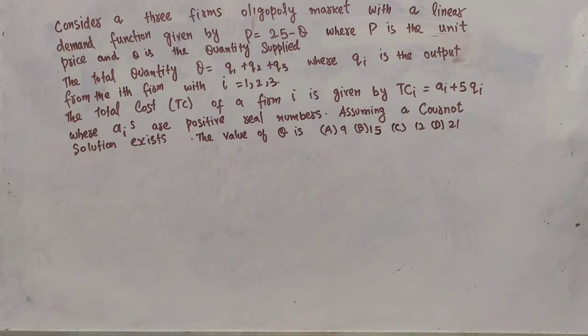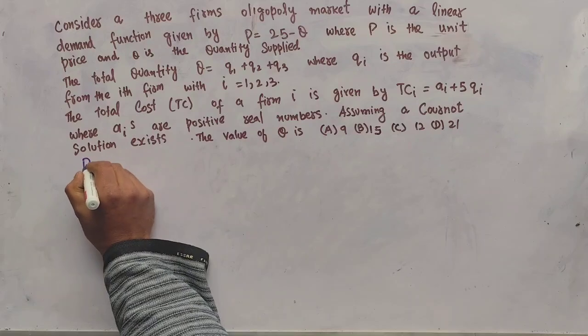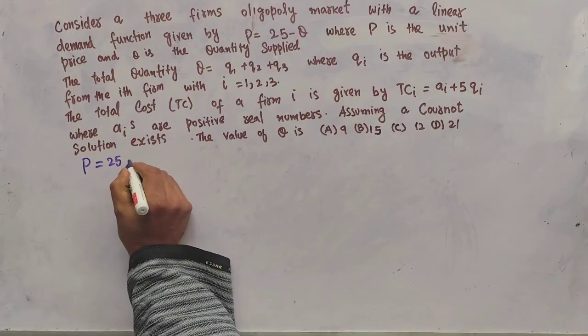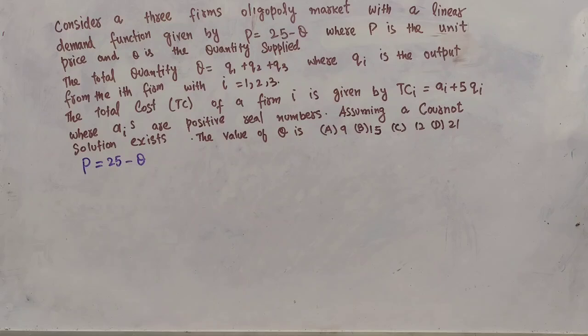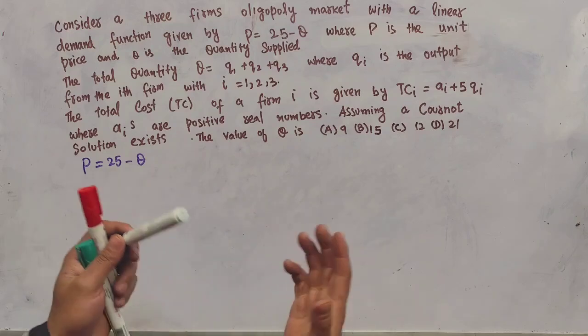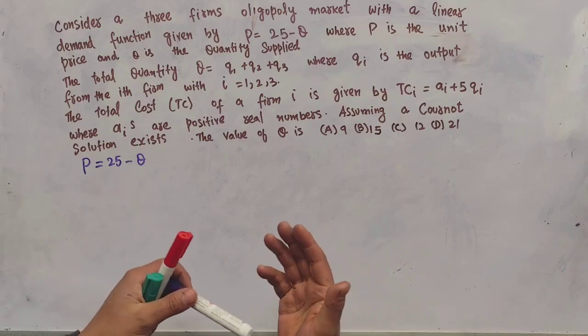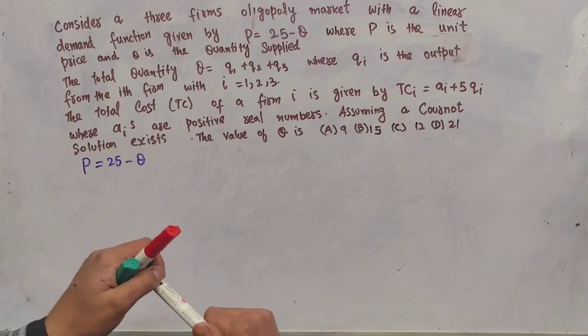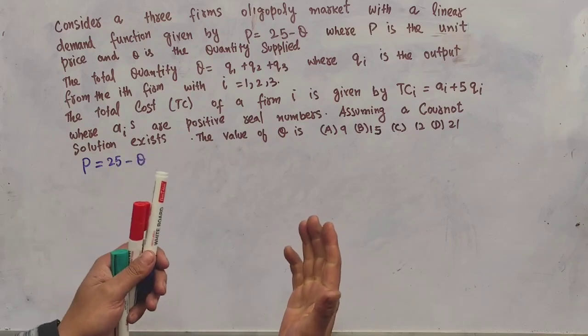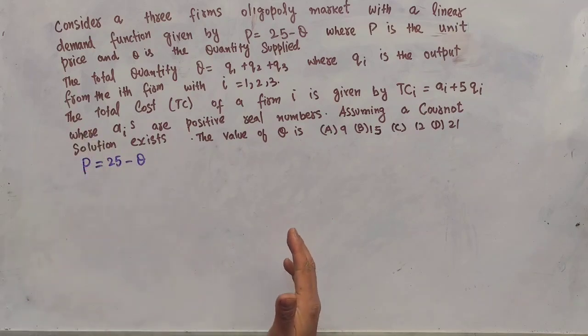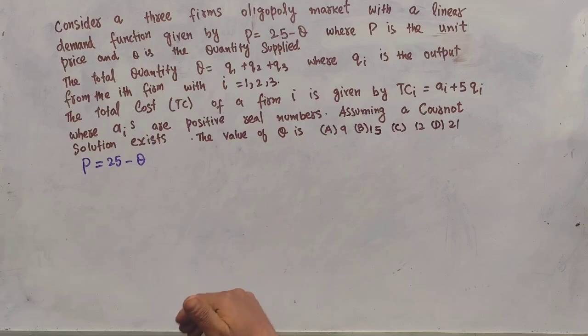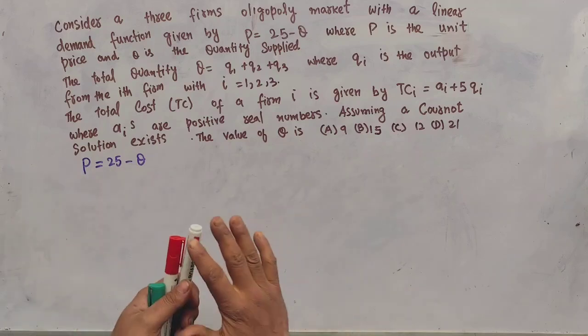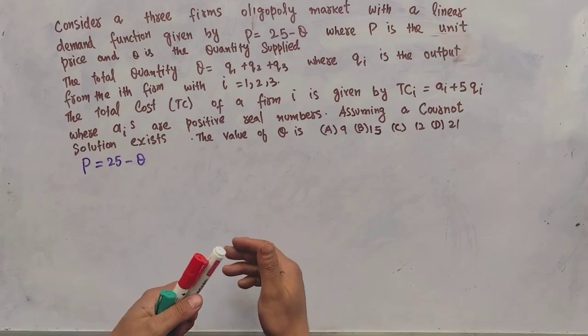Okay, so this is a Cournot model and we are being given the market demand function, that is P is equal to 25 minus Q. How do we solve the Cournot model? We know that in the Cournot model, firms compete in terms of quantities. Equilibrium occurs where the reaction curves of the firms intersect with each other.